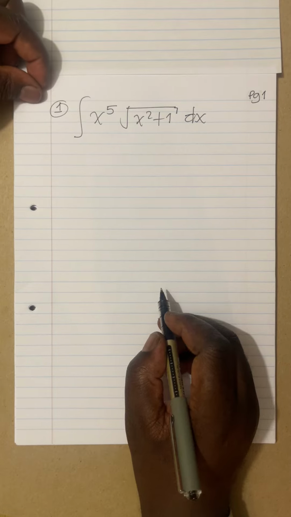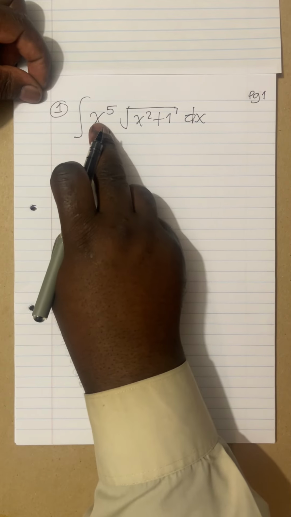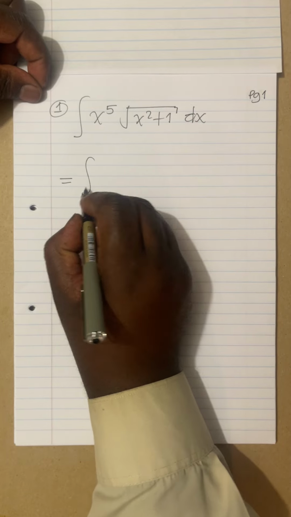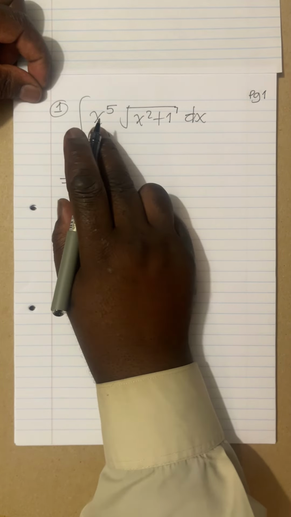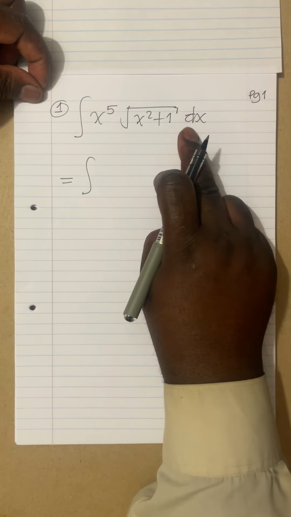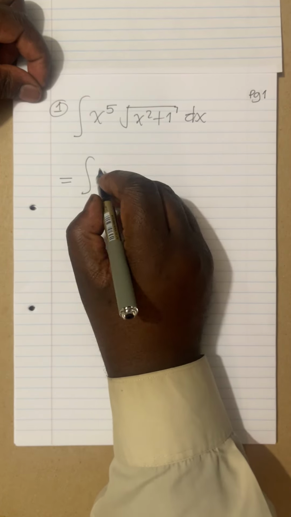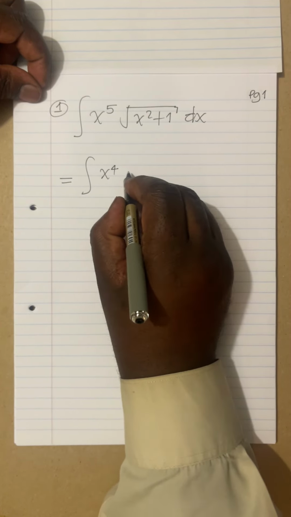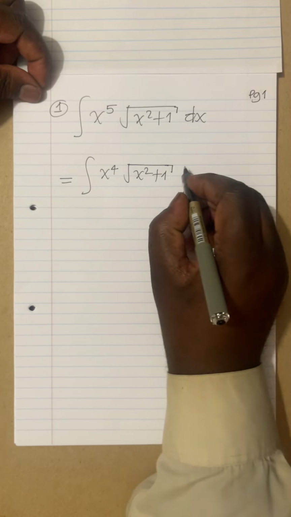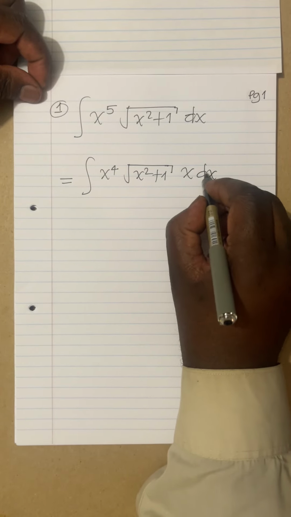Now watch what I'm going to do. This expression here, x to the power 5, I'm going to work on it. So this is equal to the integral of, watch what I'm going to say, I'm going to take 1 x from there and put it next to dx. Why? Because the derivative of x squared plus 1 is 2x. At least I have an x there. So I'm going to say x to the power 4 times square root of x squared plus 1, and then x dx, like so.